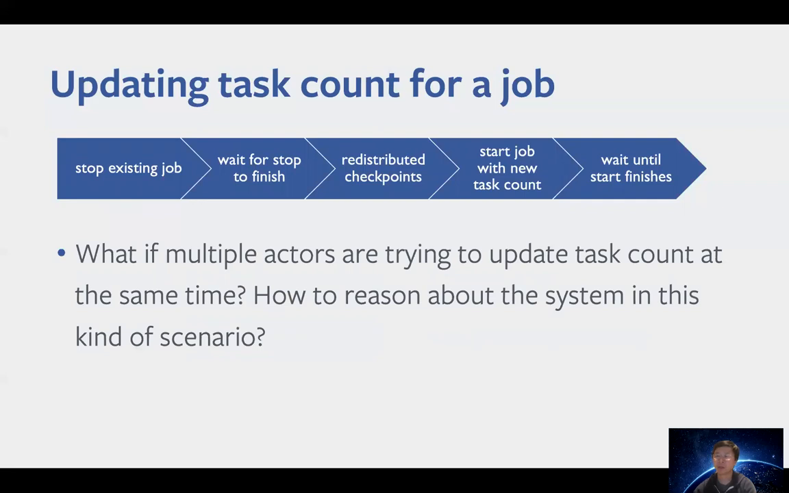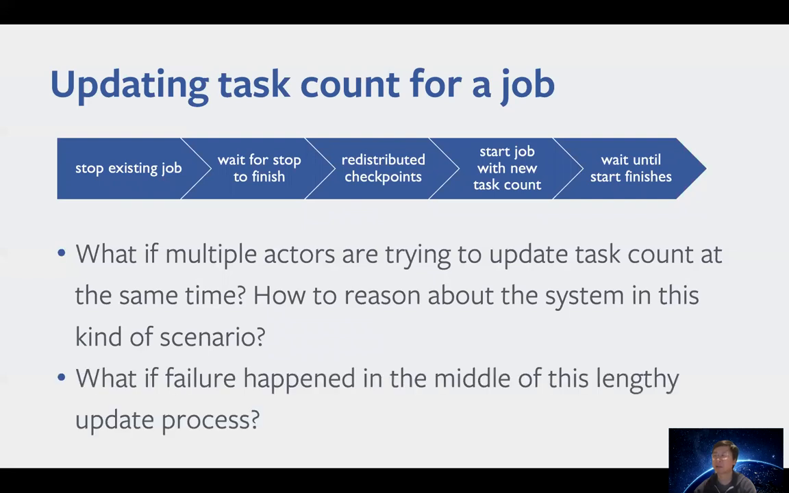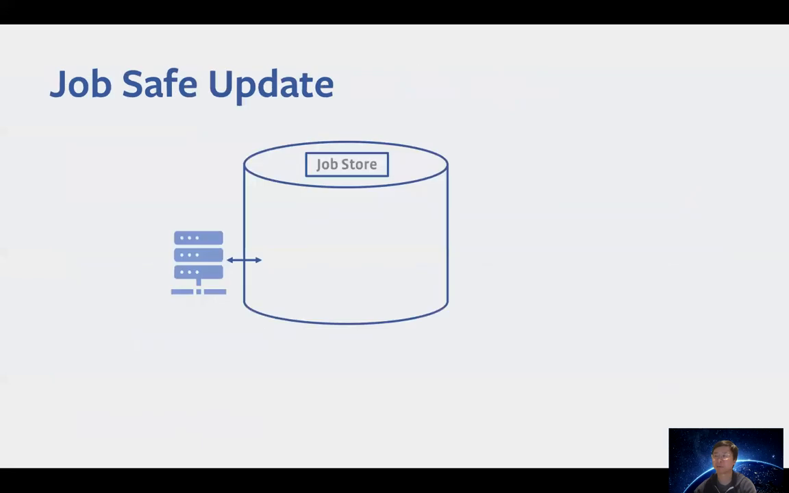We already mentioned there are many actors for the system. If 2 on-calls are updating the job at the same time, we might corrupt the checkpoint. What if in the middle of a process, a failure happened? Can we make sure the system is left in a consistent state and is able to recover by itself?